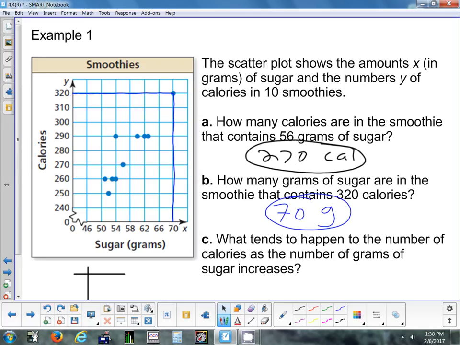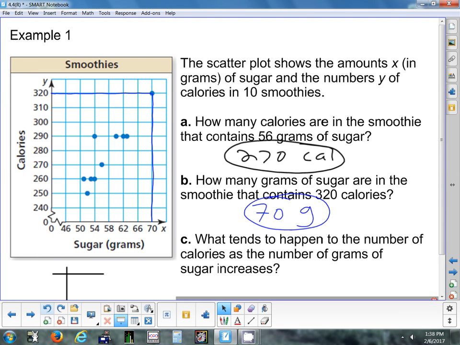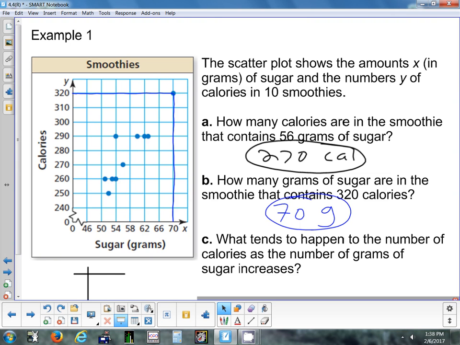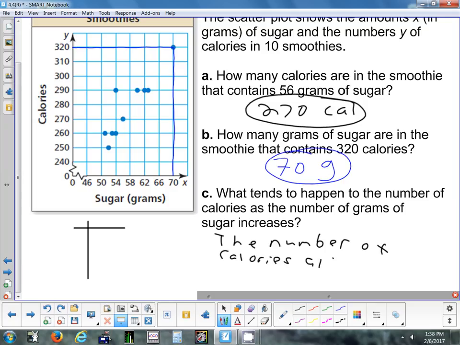Okay. So let's just write that down. All right, so what tends to happen is, as the grams of sugar increases, the number of calories also increases.